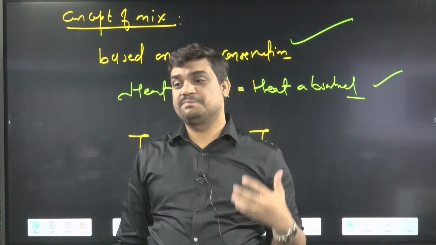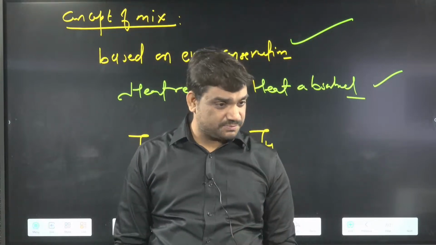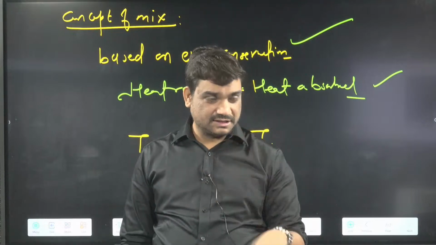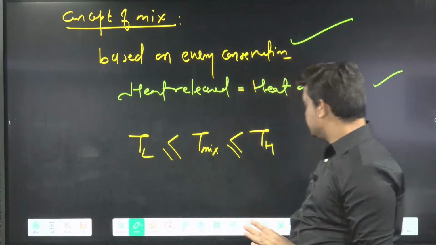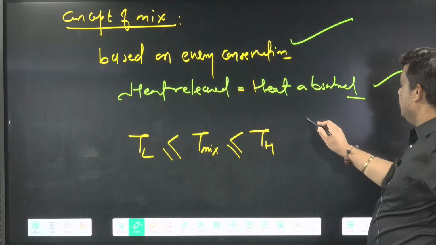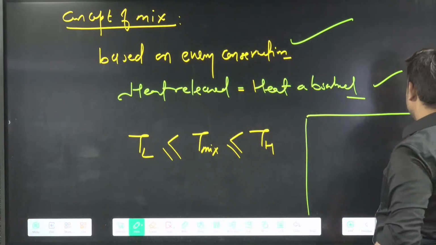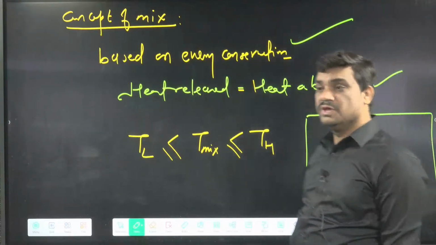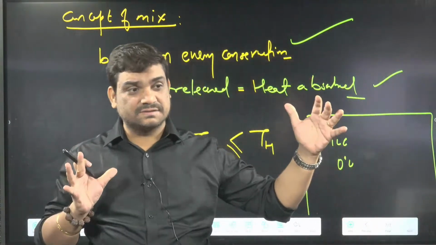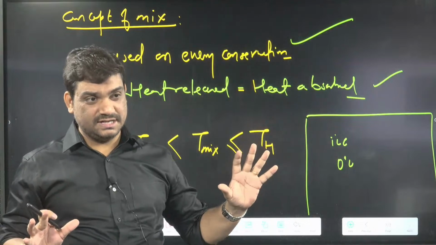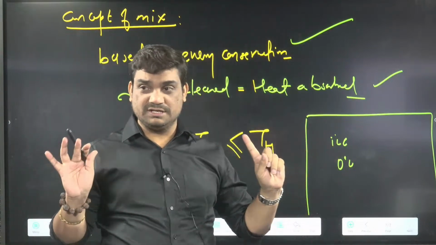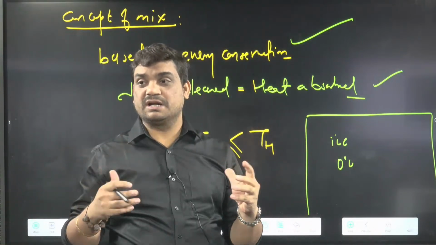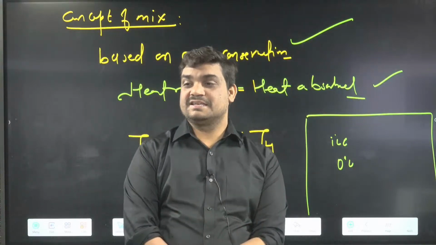Now you will be saying, sir, tell me practically how it is possible. Is this practically possible or not possible? So listen, suppose there is a huge block of ice at 0 degrees Celsius. The temperature can be equal. You have to remember this. A lot of people don't remember this word, equal.